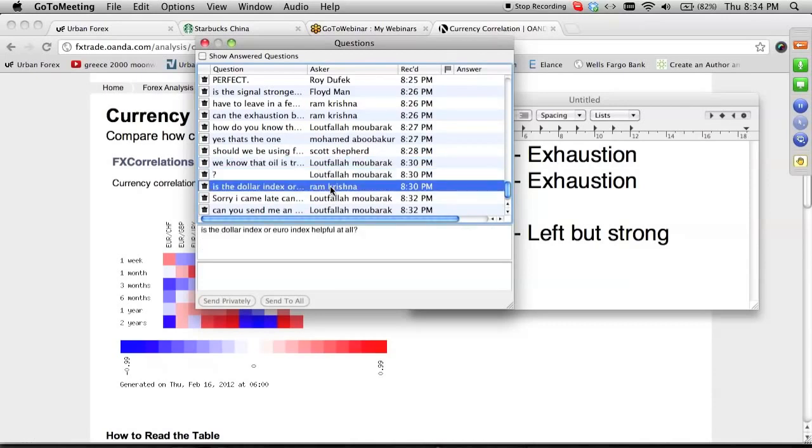Ram, is the dollar index or euro index helpful at all? Maybe. I do not look at them at all myself, so it might be. I'm not sure.